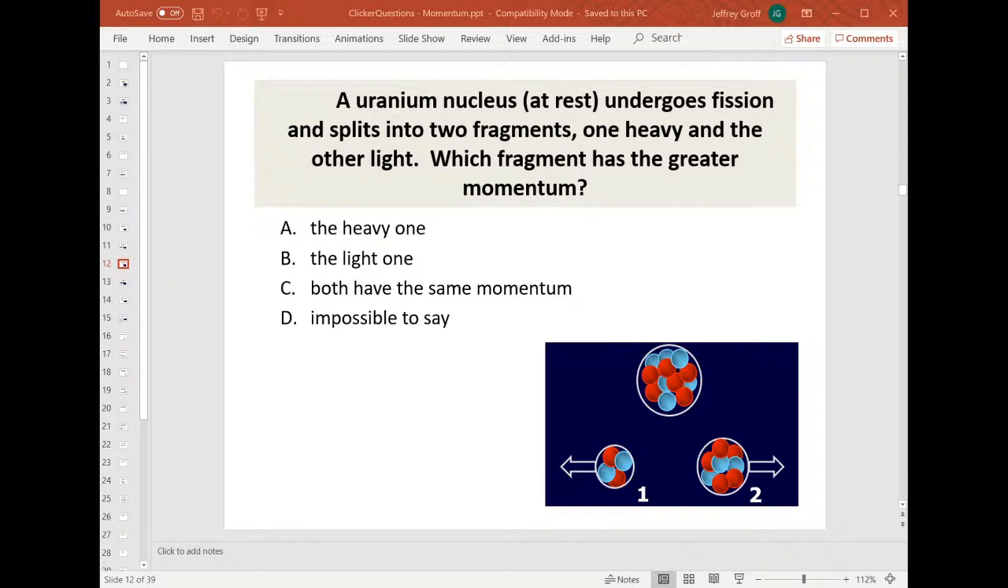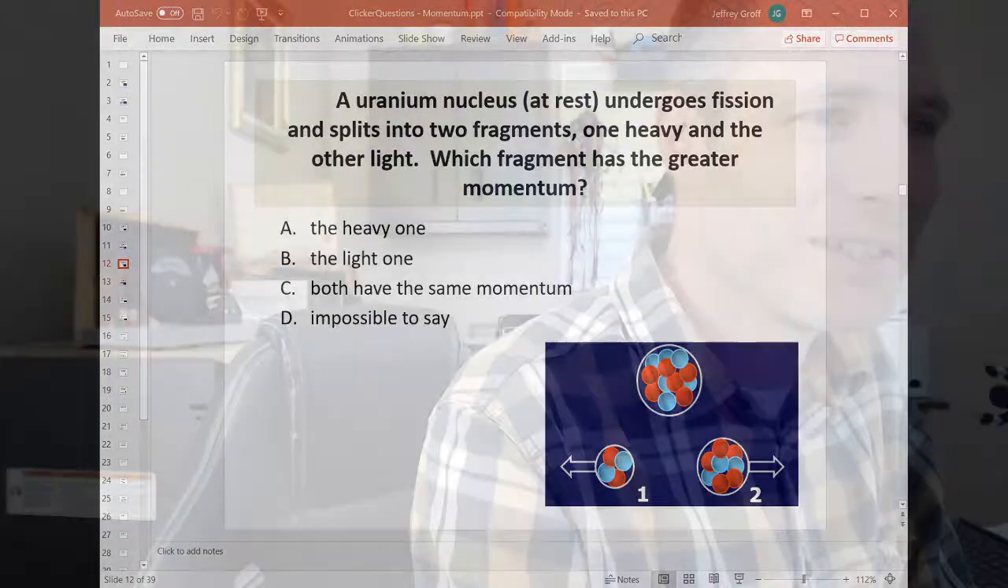You guys like C, both have the same momentum. Correct. Great. You guys got this. You're going to ace this next test. The uranium nucleus at rest undergoes fission and splits into 2 fragments. So the key here is the total momentum of the system is 0. So if they split into 2 fragments, the total momentum is still 0. But they're traveling in opposite directions, so they must have the same magnitude momentum, just in opposite directions. But the follow-up question's a little trickier, so let me cue that up here.